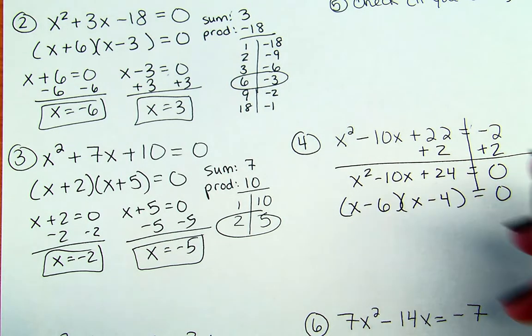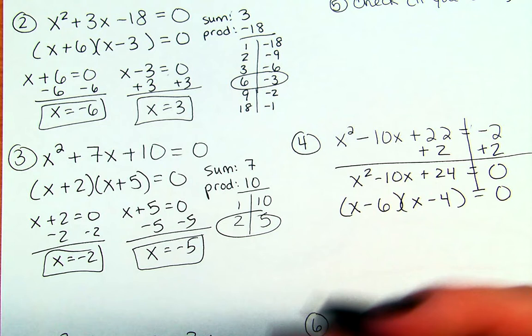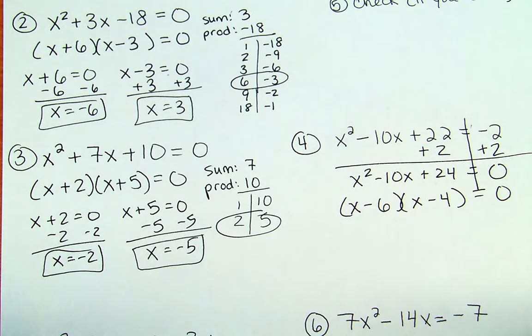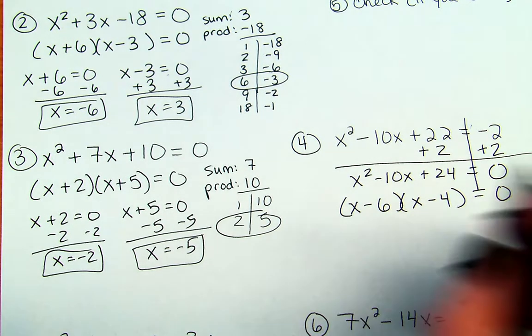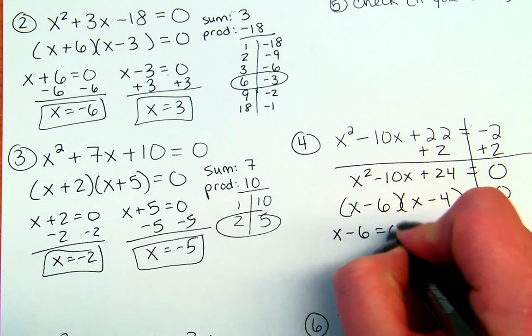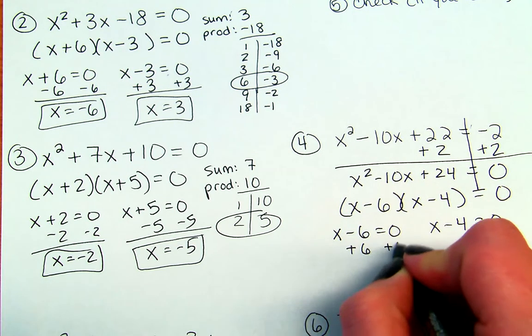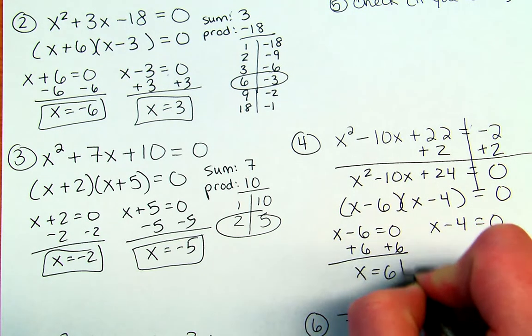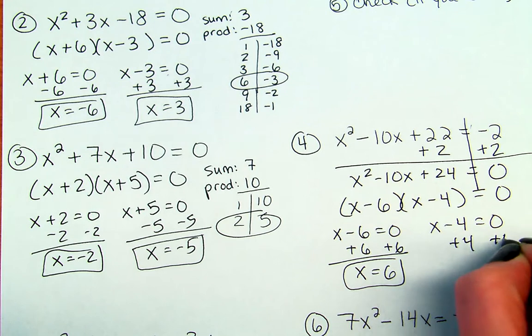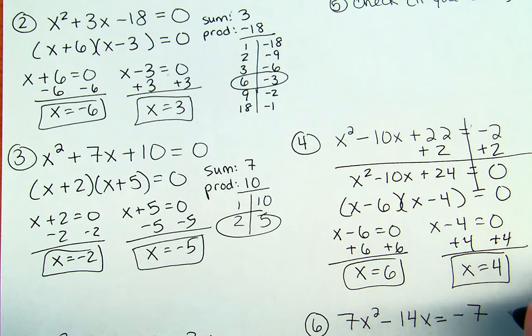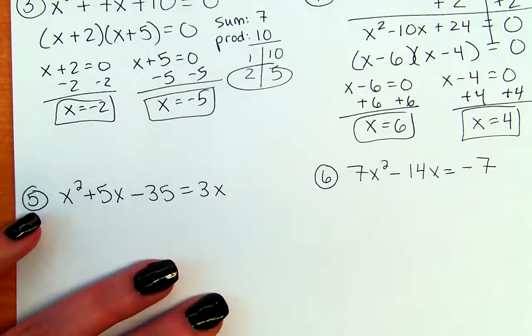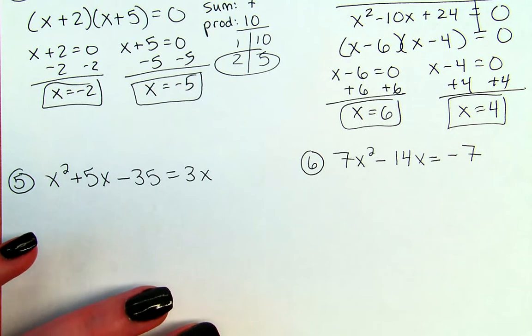Okay, once again, if you needed to go through the full process of factoring, by all means, I'm just going to speed through this a little bit faster so that the video is not too long. So each factor could be set equal to 0. Add 6 to both sides. Add 4 to both sides. And those are our solutions. All right, if you'd like to try number 5 and 6 on your own, by all means, pause the video.